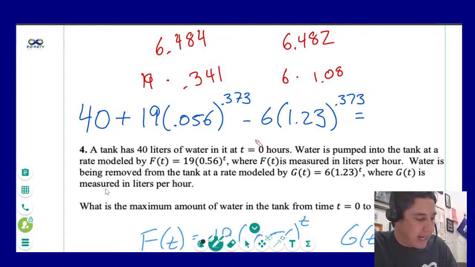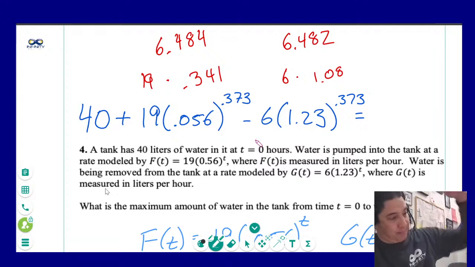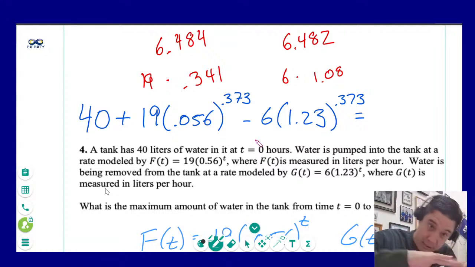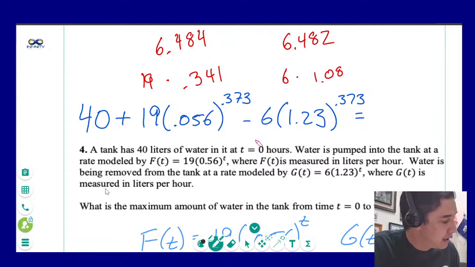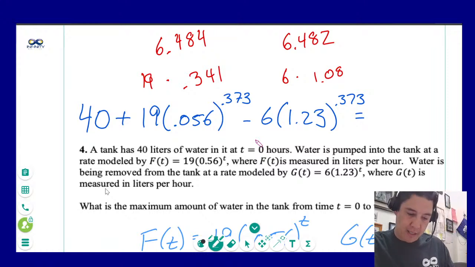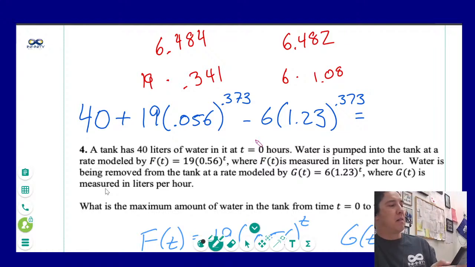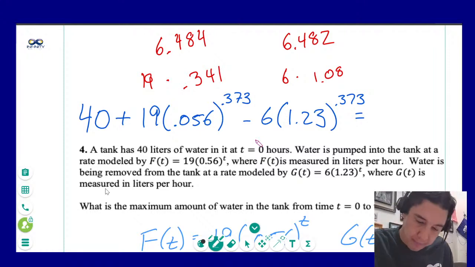So in the beginning, it's slightly going to go greater than 40 before it starts plummeting exponentially. Just like you see the coronavirus plummeting exponentially, just like it rose exponentially. So, yep, the answer will be 40.341.